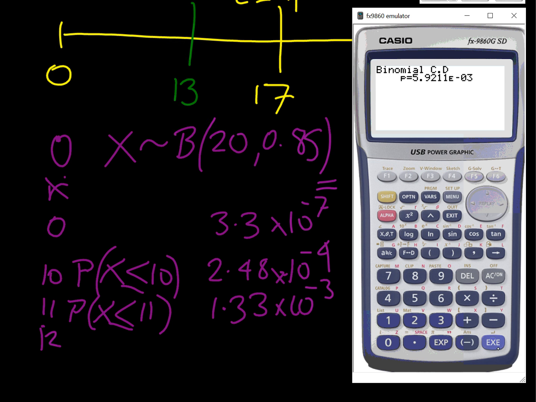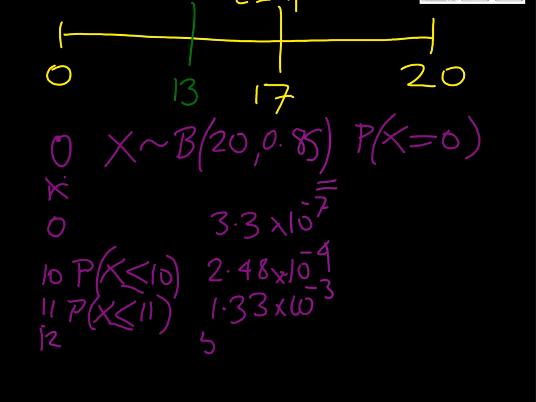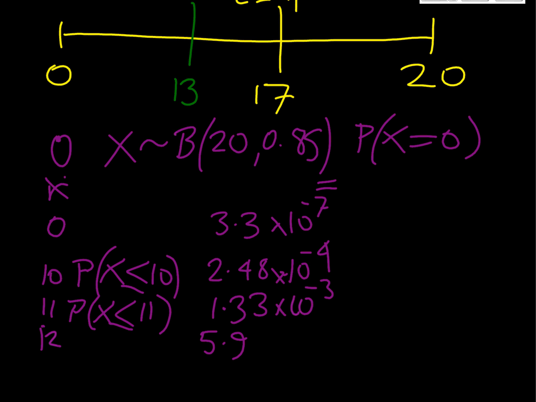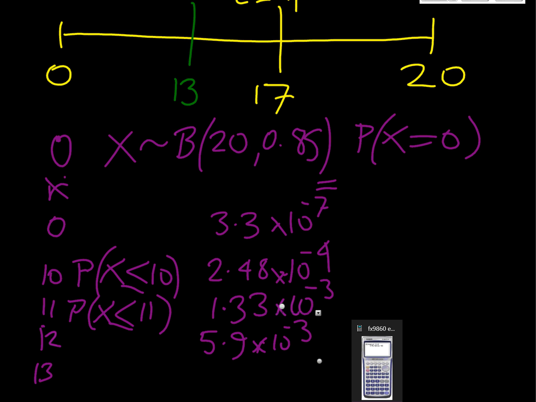I'm doing it this way. I don't have an inverse function on this simulator. 5.9 times 10 to the minus 3. What about 13, which is our actual result?